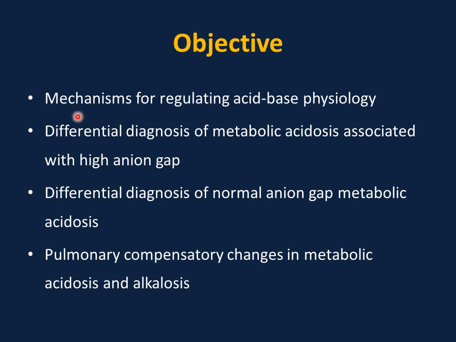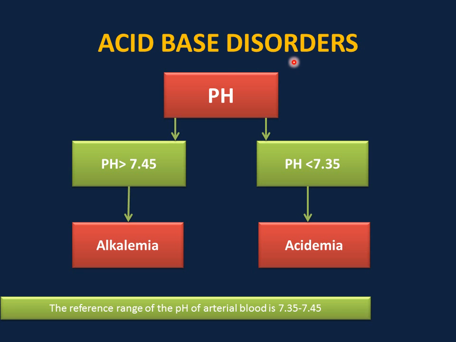By watching this video, you should be able to know the mechanism for regulating acid-base physiology, differential diagnosis of metabolic acidosis associated with high anion gap, differential diagnosis of normal anion gap metabolic acidosis, pulmonary compensatory changes in metabolic acidosis, and alkalosis. Acid-base disorders are very important and critical for any clinician providing care for children to understand. This can make a difference in the diagnosis and the management of many cases in pediatrics.